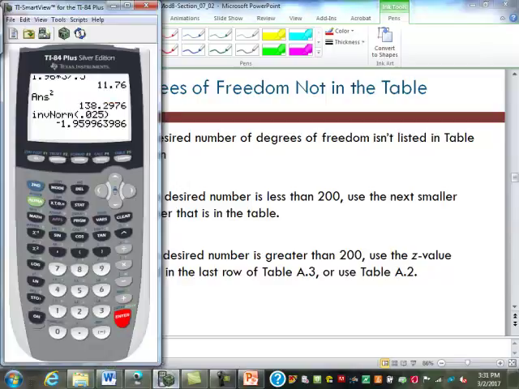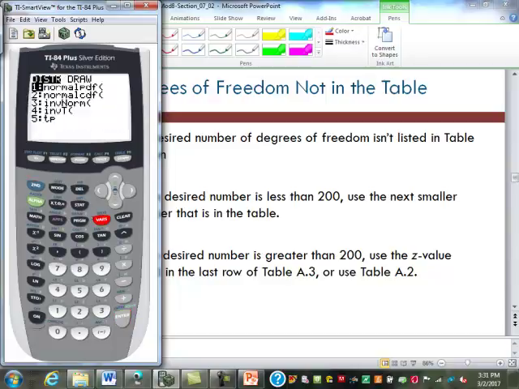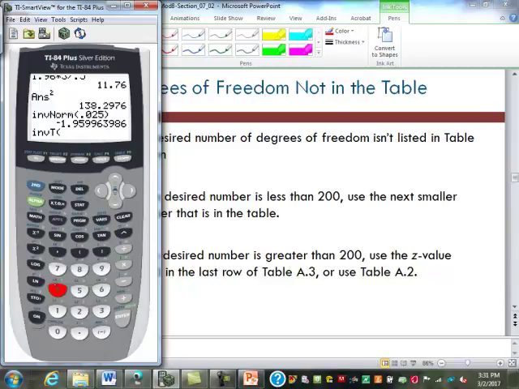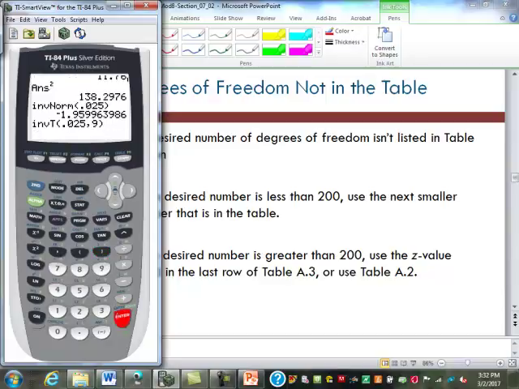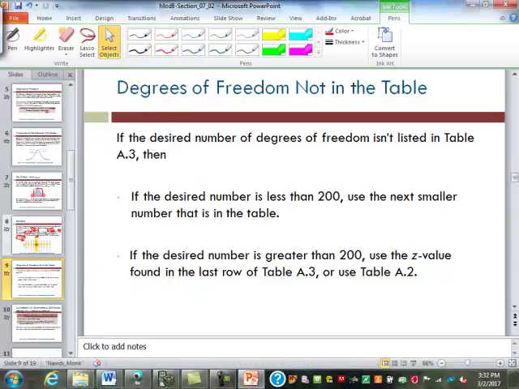Now we can use the calculator for finding it. I believe this calculator has the inverse t. It does have inverse t as option 4 there. Now for the inverse t, we have to put in the value, so 0.025, and I have to put in the degrees of freedom, which is 9. I believe that's right. I don't think I have to put the degrees of freedom in first. Hopefully that comes out. And there it is, negative 2.262. So 2.262 was our critical value that we had here. So we get the same.